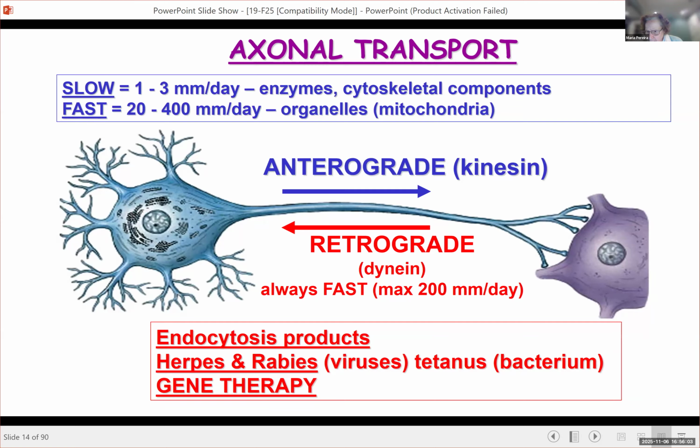Would calcium be one of them? I'm not sure what you mean, calcium. Calcium is an ion. It will not be transported by kinesin and dynein. Calcium diffuses, right? It doesn't need to be transported. I don't know if that's what you're referring to.